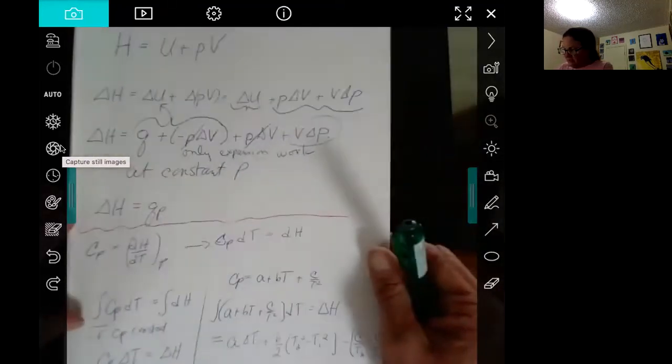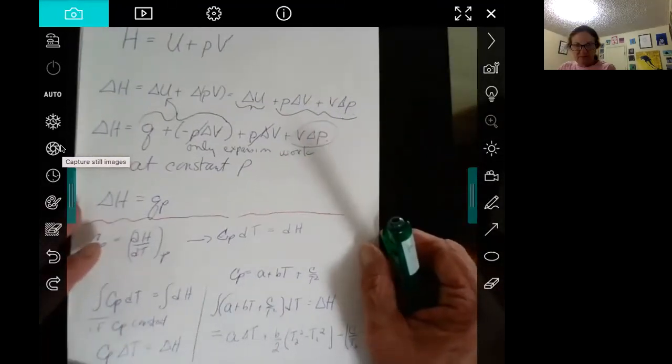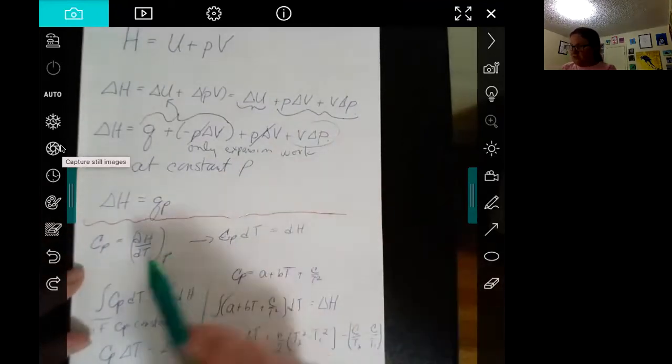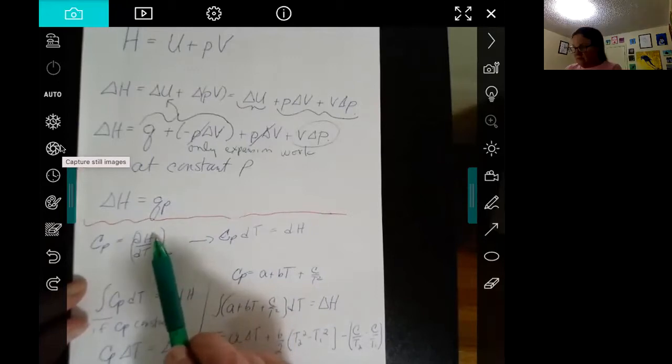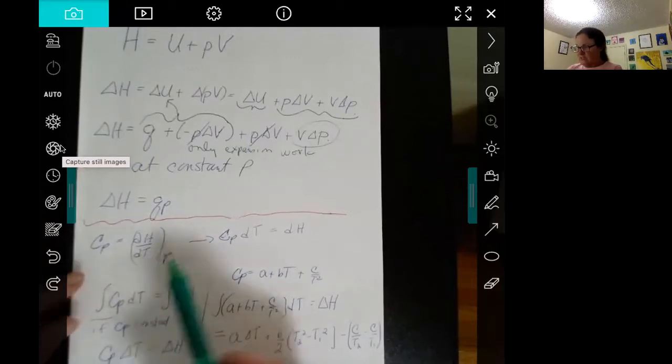But let's just think about how enthalpy changes with temperature based on our definition. So we start out with the definition of the heat capacity at constant pressure is the derivative of H with respect to T holding P constant.